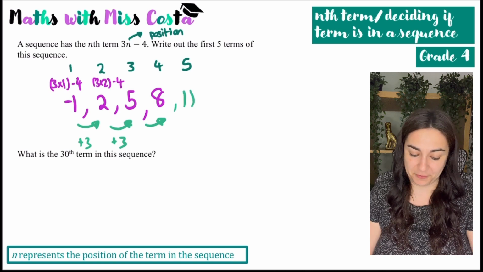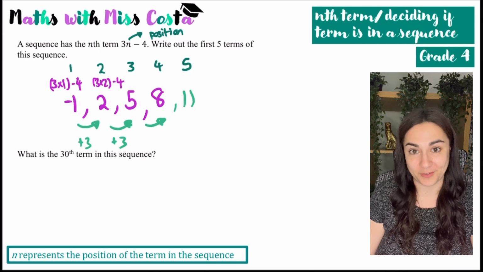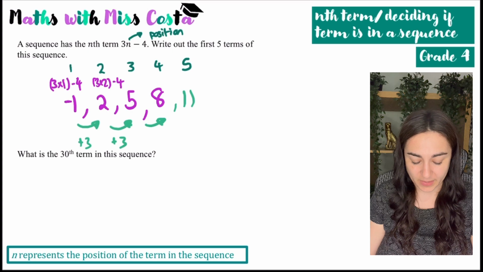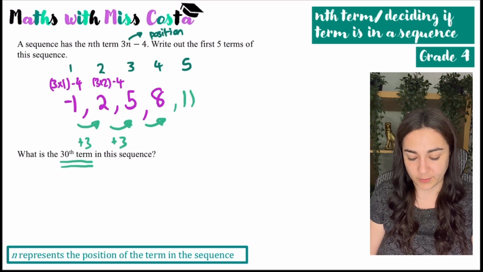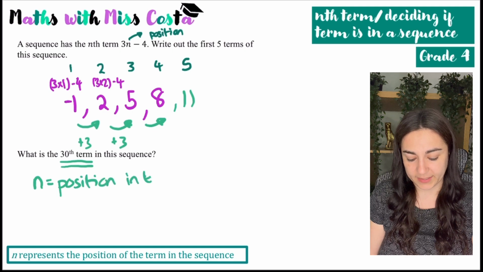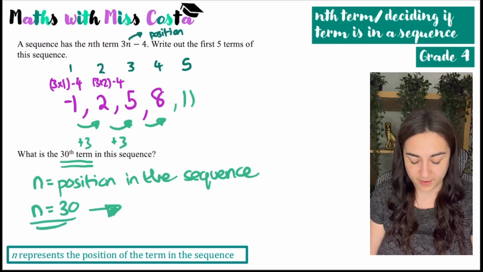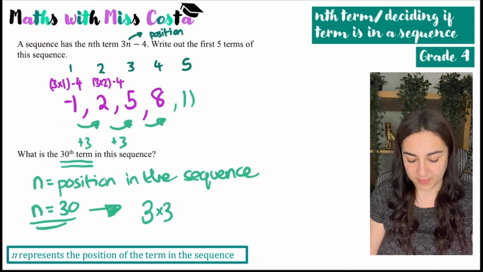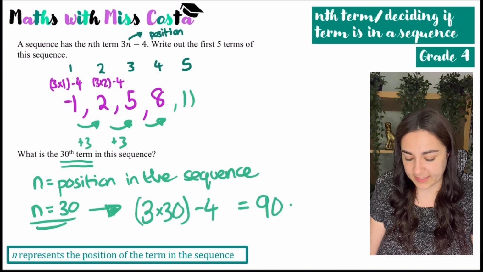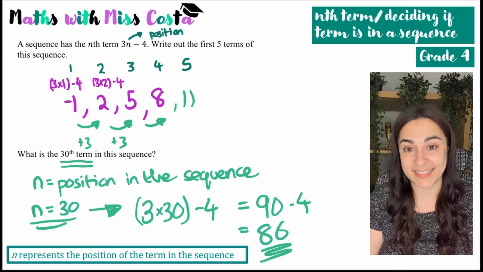Once you've got a few of the terms, you could just add it on. But it's better to be safe and figure out 3 times 5 is 15, take 4 is 11. Now, what is the 30th term in the sequence? Remember, n is the position in the sequence. So for the 30th term, all I'm going to do is substitute n equals 30 into the nth term. So I'm going to say 3 times 30, 3 times n, take 4. That's 90, take 4, which is 86. So the 30th term is 86.